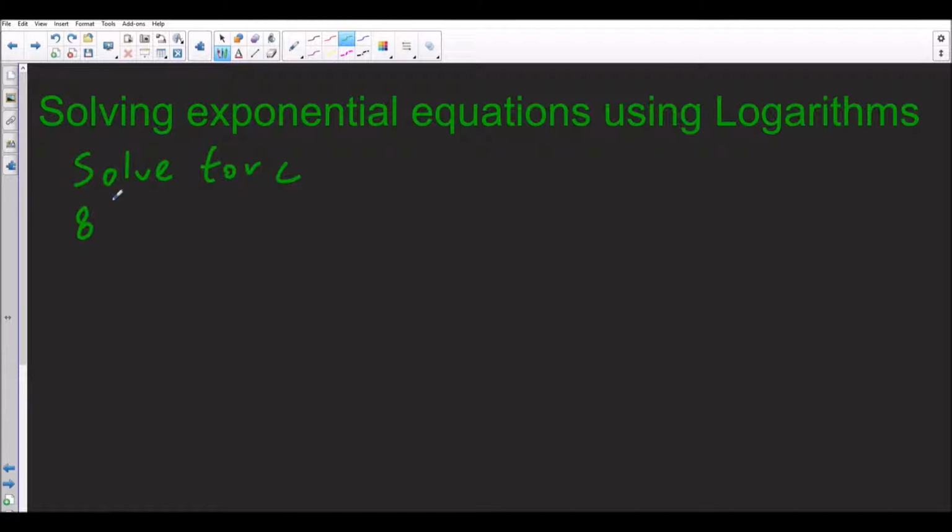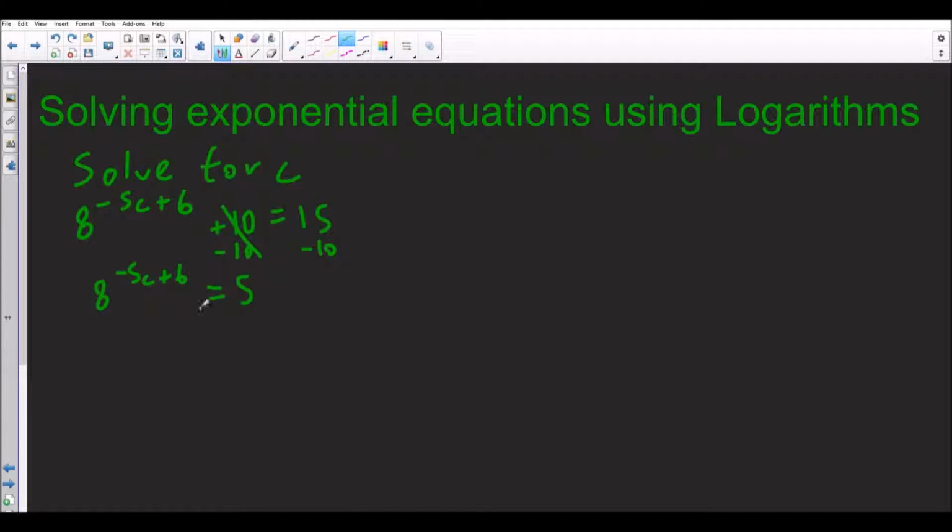It's 8 to the exponent negative 5c plus 6, plus 10, and the 10 is on the bottom, it's not an exponent, is equal to 15. So the first thing we're going to do is get this exponent stuff by itself. So we're going to say minus 10, 8 to the exponent negative 5c plus 6 is equal to 5.